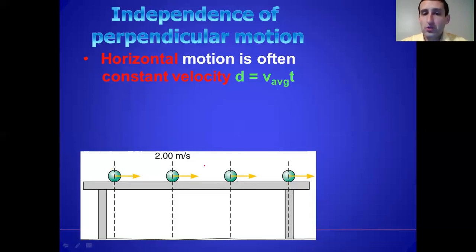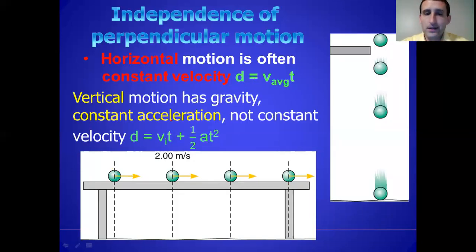2 plus 2 plus 2 plus 2 divided by 4 is still 2, right? So the horizontal motion is often with no acceleration. On the other hand, the vertical motion has a constant acceleration, which is gravity, and we're familiar with that, right? And that's pretty much the acceleration we're going to deal with all of the time.